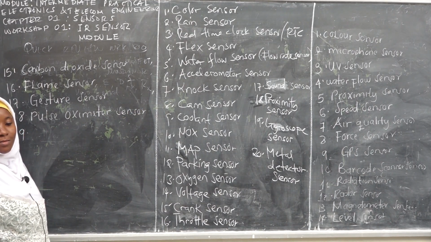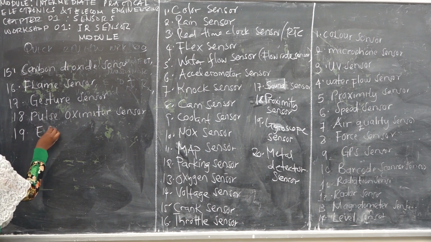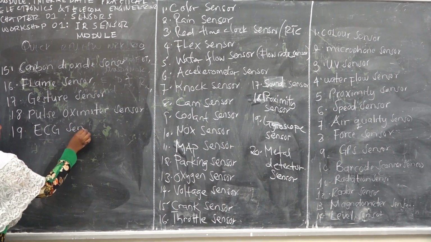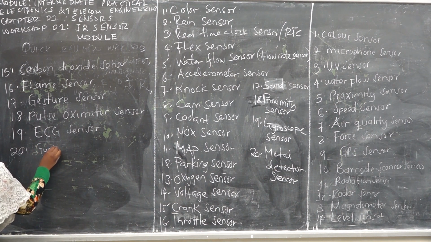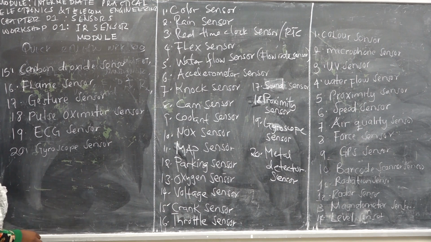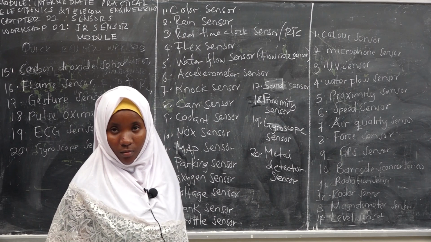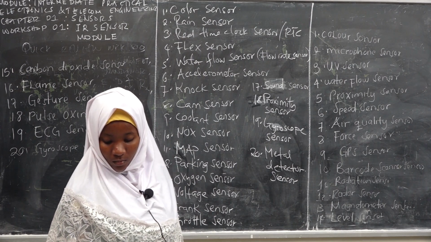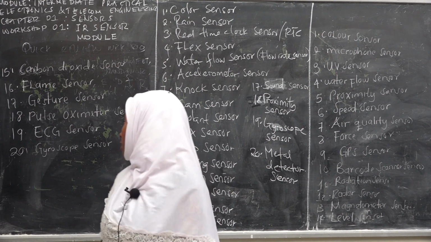The 19th one is ECG, ECG sensor. And the 20th one is gyroscope sensor. What is the long term of ECG? ECG is short for electrocardiogram. Say electrocardiogram. Cardiogram is a word from cardiac. Cardiac means heart. Number 20 is gyroscope sensor.